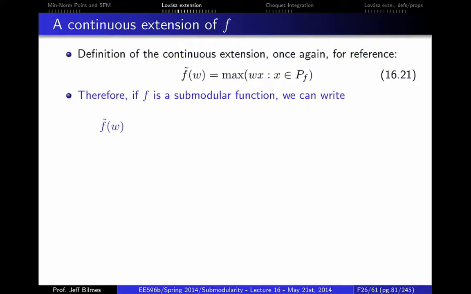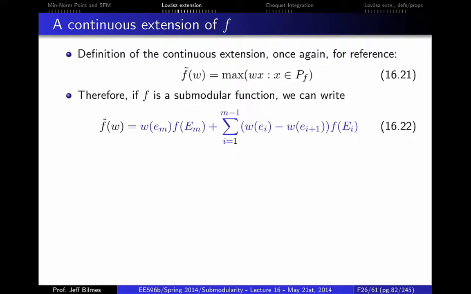So here's the definition again. If F is submodular, we can write it in this way. Another way of looking at it is basically a sum of weighted valuations of F evaluated on the sets in the chain order. This is a very simple evaluation: it's just the sum for i equal to 1 to m of lambda_i of F of E_i.